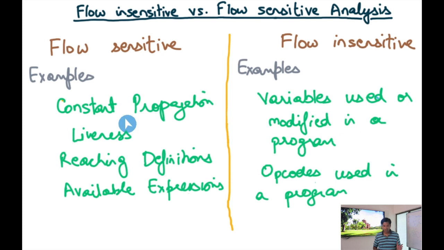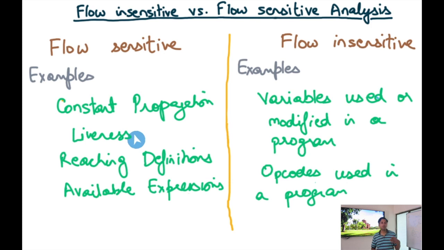So flow sensitive: constant propagation, liveness. For constant propagation, recall that it depends on whether the last assignment was to a constant or not. That determines whether the variable is a constant or not. Now, the last assignment depends on where we are in the program, and it depends on the order of statements and in general the control flow graph.